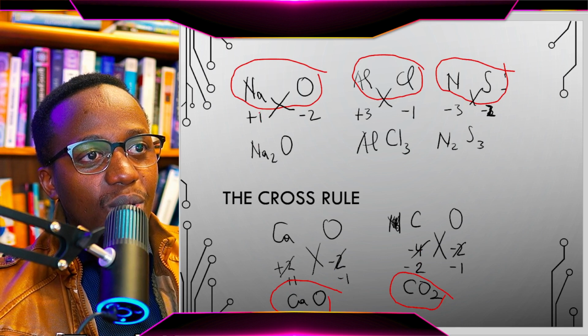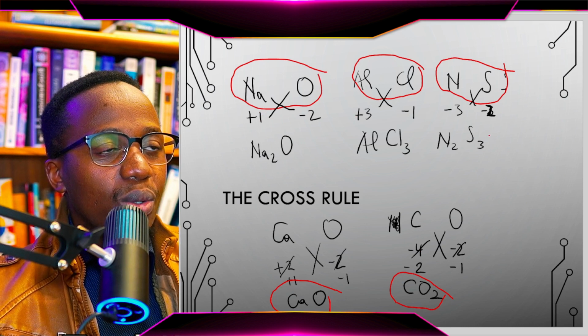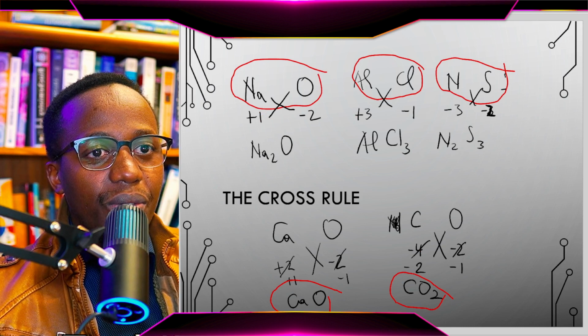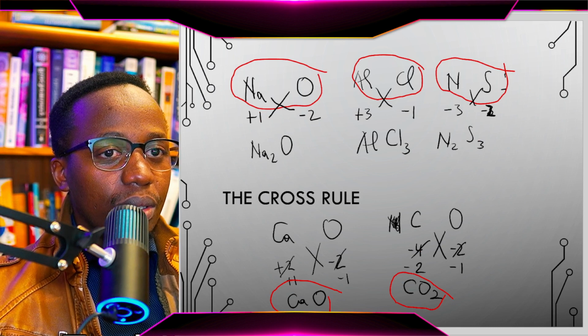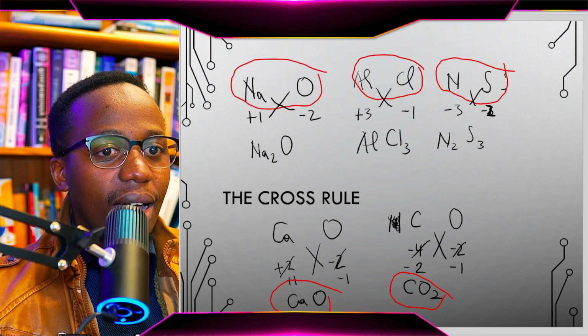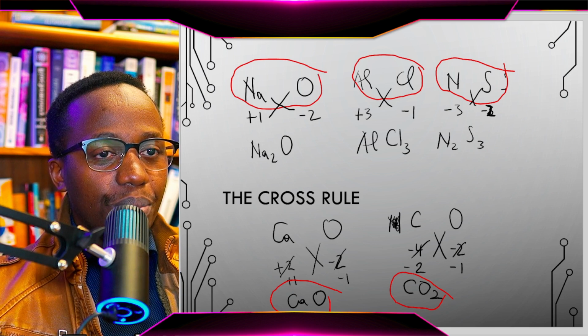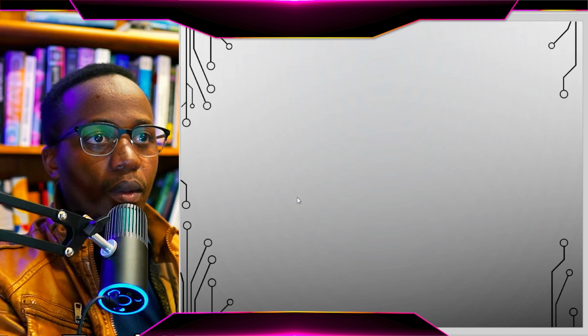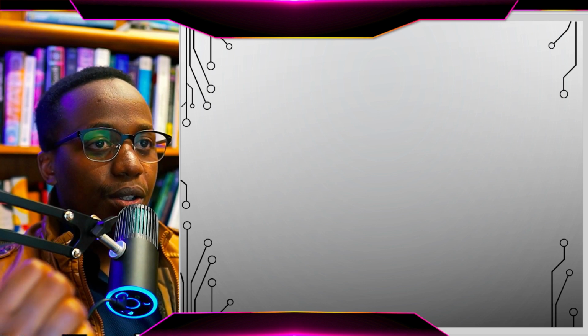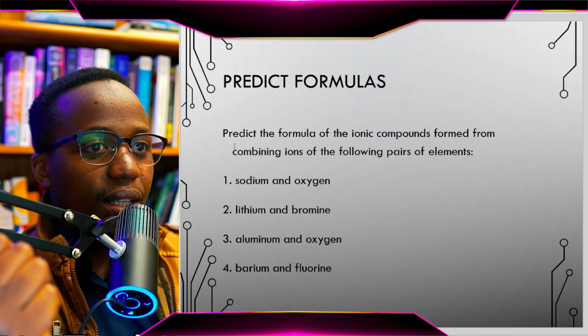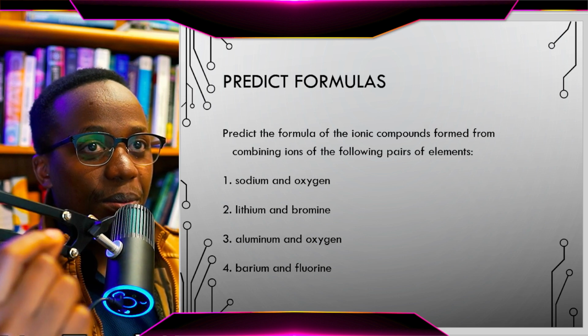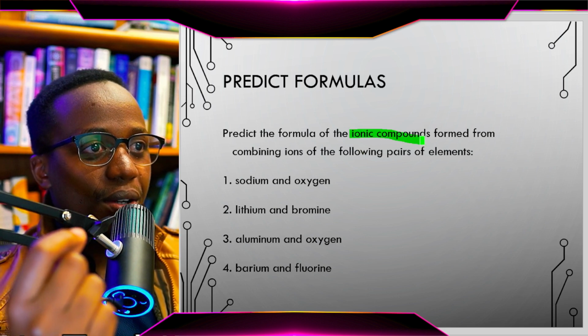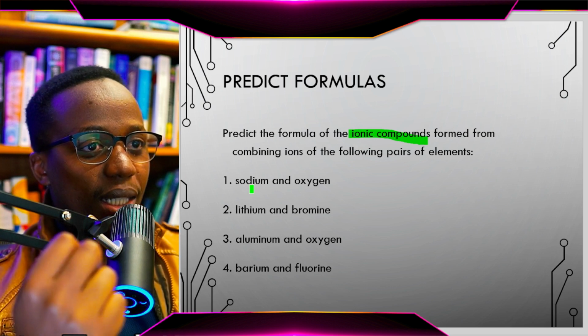But most of them are just going to be 1 and 2, 3 and 1, 2 and 3. You don't have to simplify anything. All right. So that's the cross rule, and that's how we predict formulas when given any two atoms. Okay, now let's look at an example. They are telling you to predict the formula of the ionic compounds formed between these two elements.